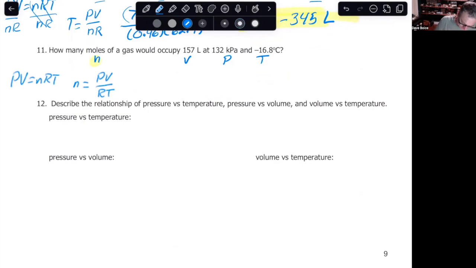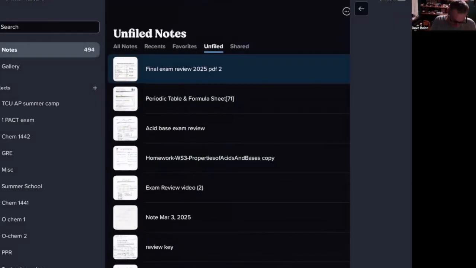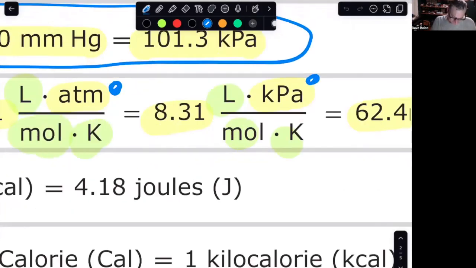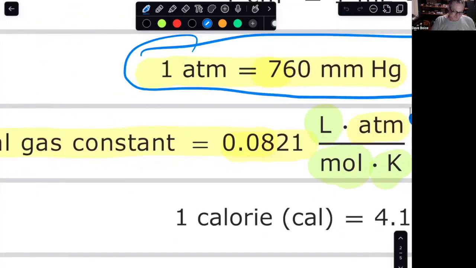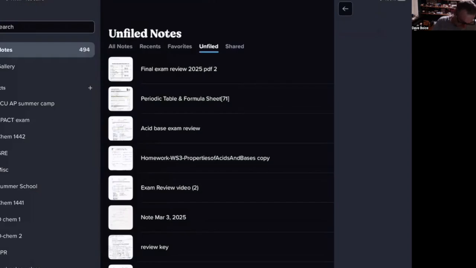So P equals 132. Keep in mind, this is kPa. That's going to become important in a minute. And V is in volume. It's already in liters, which is cool. So 157 divided by R. Okay, so for kPa, what's my R for kPa? Let's find it. There we go. kPa is 8.31. That's my R, the ideal gas constant, is 8.31.